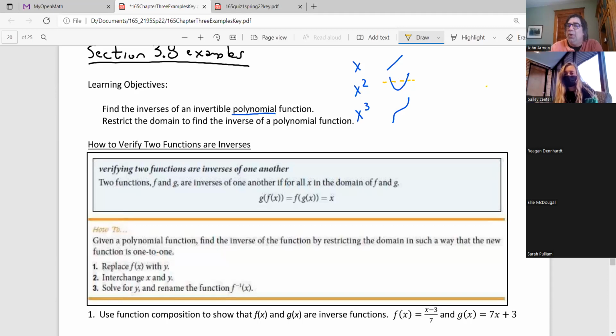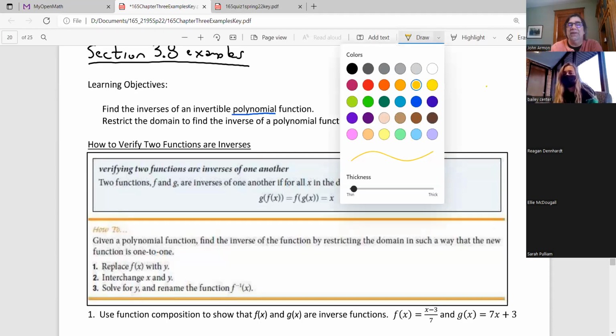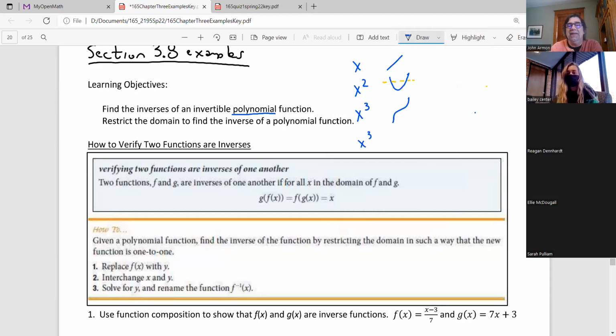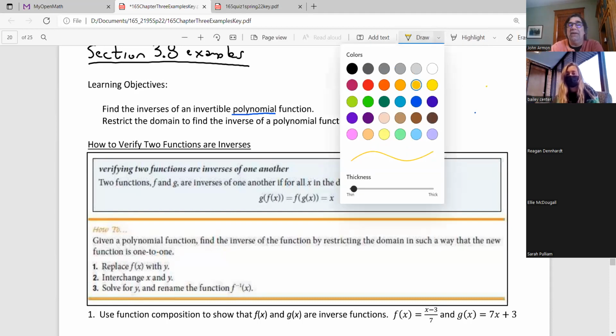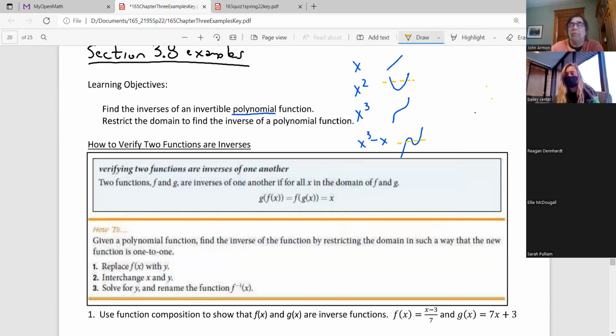Now, that being said, most third-degree polynomials are not one-to-one functions either, because if you take x cubed minus x, you know what that graph looks like? It goes up, it goes down. It has a couple of x-intercepts. So that graph does not satisfy the horizontal line test either. So x cubed, yeah, that one works because it doesn't have any places where the graph turns around like a parabola does. But most third-degree polynomials, as we've seen, are not like that.